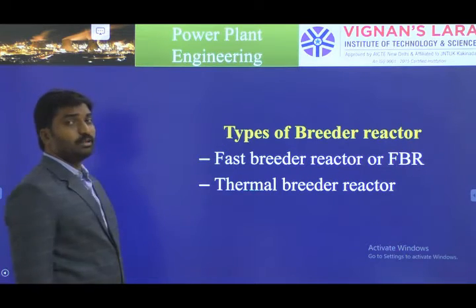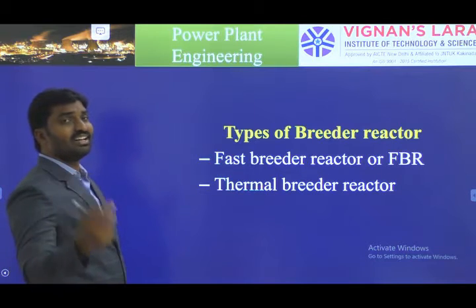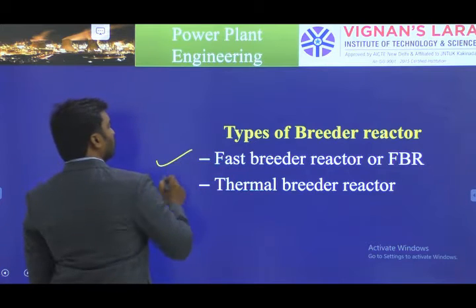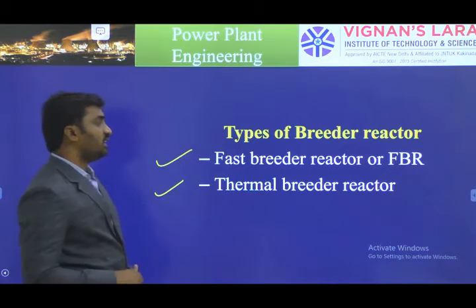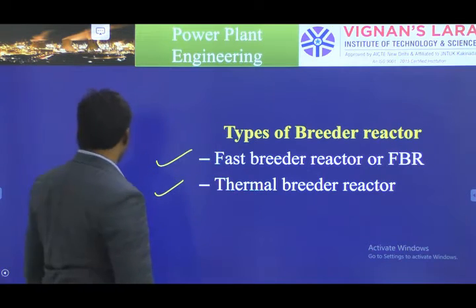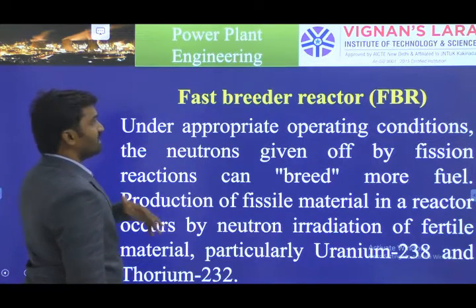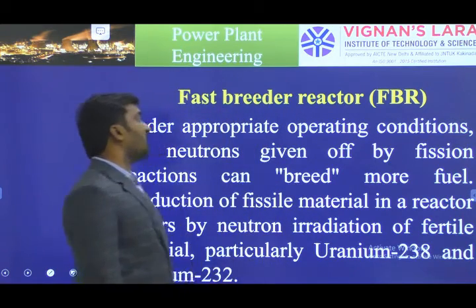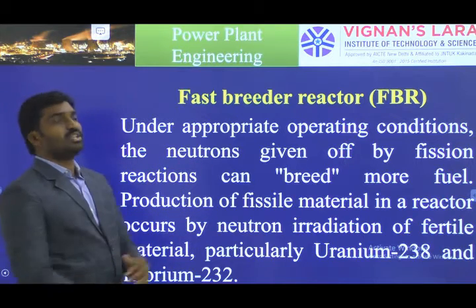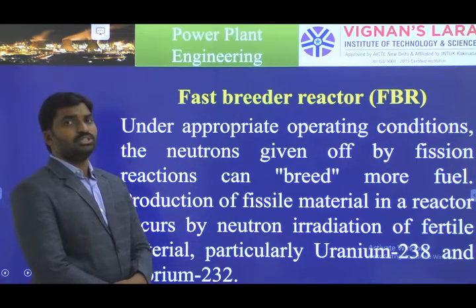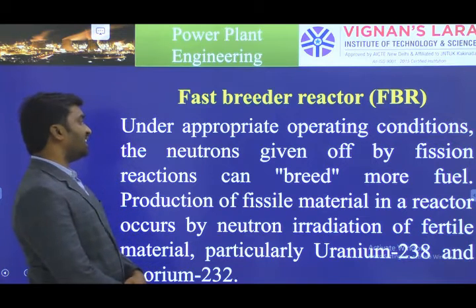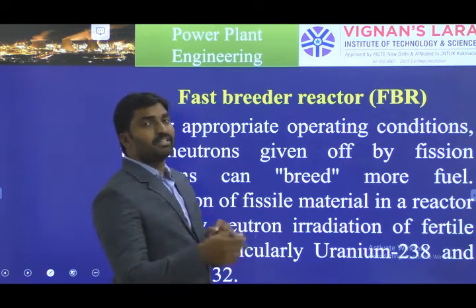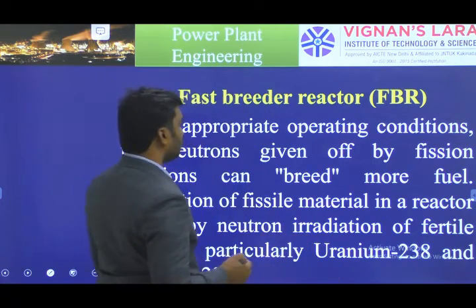So what are the different types of reactors? Two types of nuclear breeder reactors are there. One is the fast breeder reactor and the second one is the thermal breeder reactor. So now we would like to discuss fast breeder reactors, FBR. Under the appropriate operating conditions, the neutrons given by a fission process can breed more fuel. Breeding means combining with some other fuels. So that is known as the breeding condition.